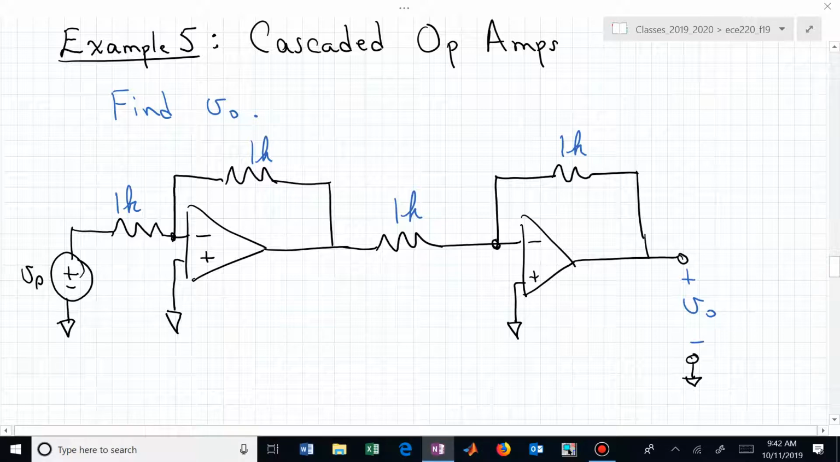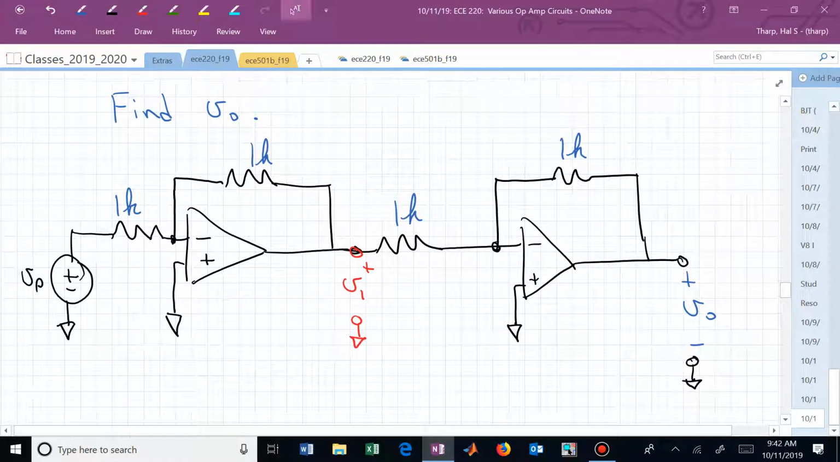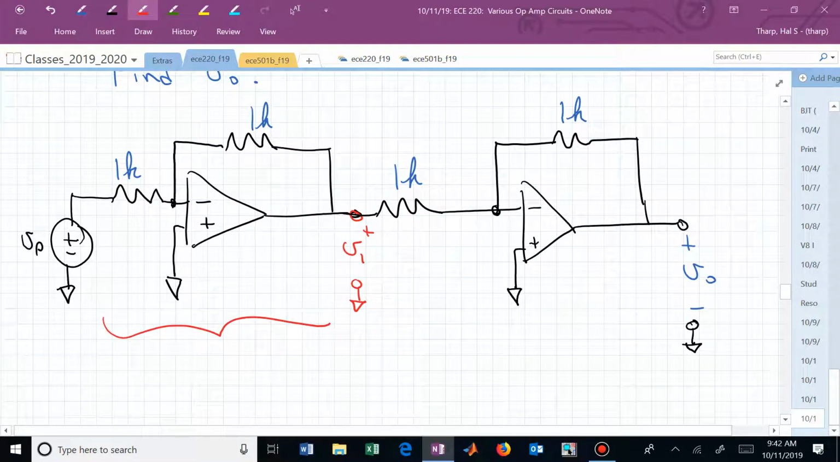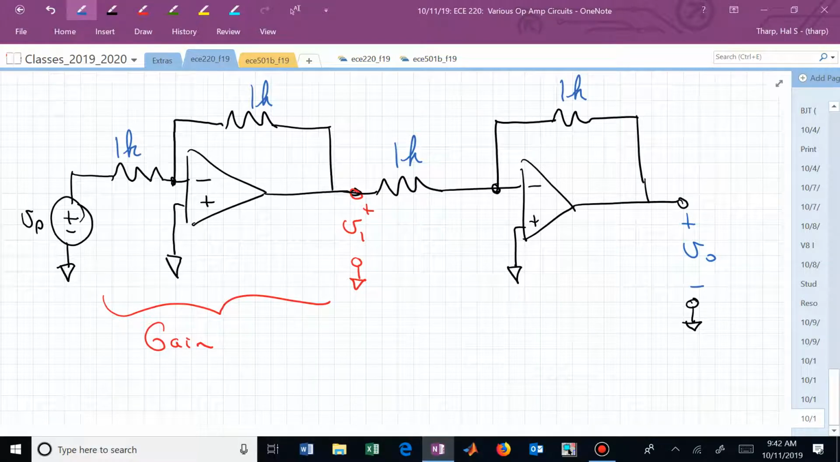If you were just looking here, can you relate V sub 1 to V sub S? You have negative feedback in both. We'll assume we have linear operation. What's the gain here? Or what's the relationship between V1 and V sub S?